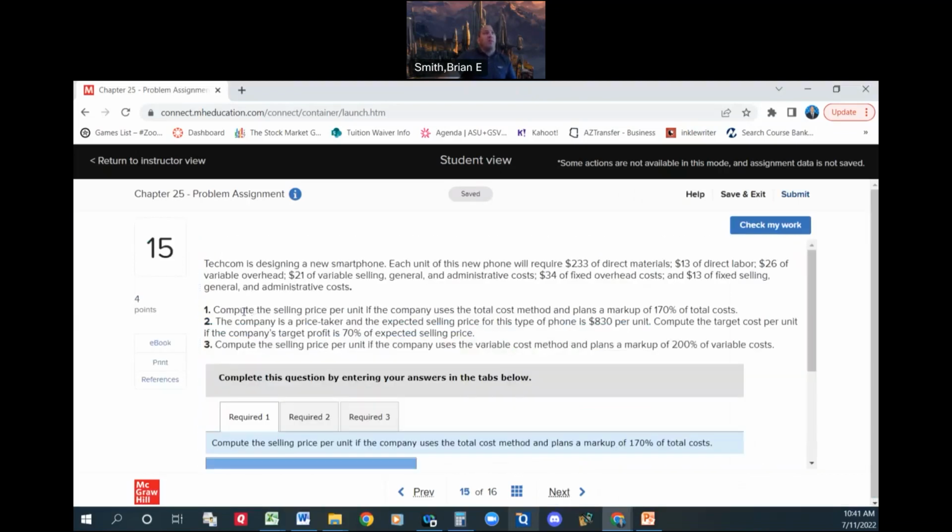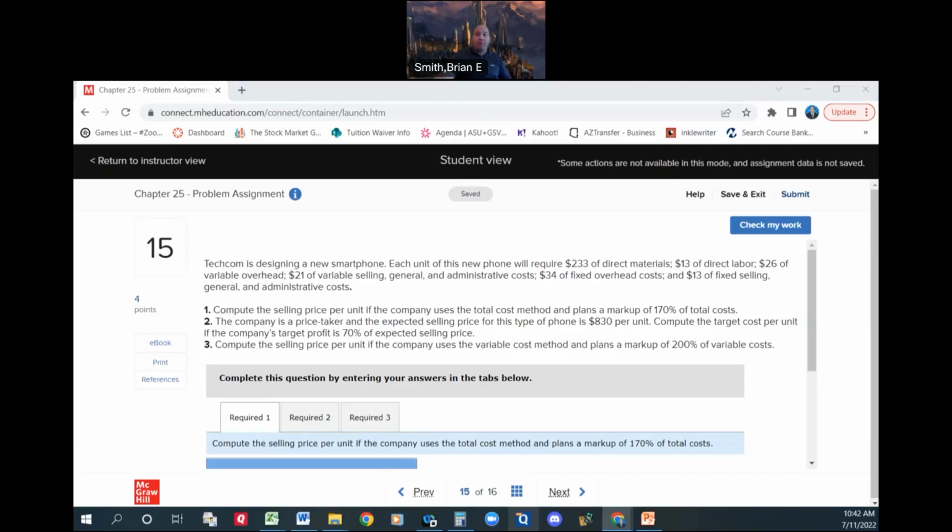All right. Next problem is TechCom is designing a new smartphone. Each unit of this new phone will require $233 of direct materials, 13 of direct labor, 26 of overhead, 21 of variable selling general administrative costs, 34 of fixed overhead costs, and $13 of fixed selling general and administrative costs. Okay. Compute the selling price per unit.